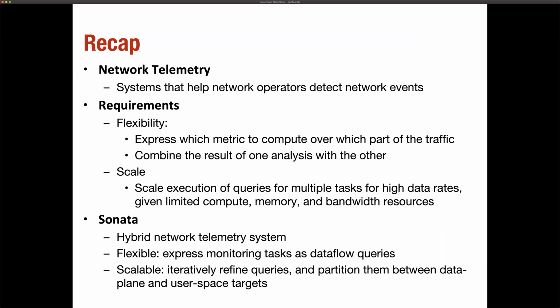When we talk about flexibility, it means that these systems should enable the network operators to express which type of metric they're interested in and from what portion of the traffic they want to extract that insight, right? And they should also provide this flexibility such that the result of one analysis can be combined with the other. You can think about it as a set of features that you're trying to extract from the network, and then you can combine those features together to make some bigger inferences about what's going on in the network.